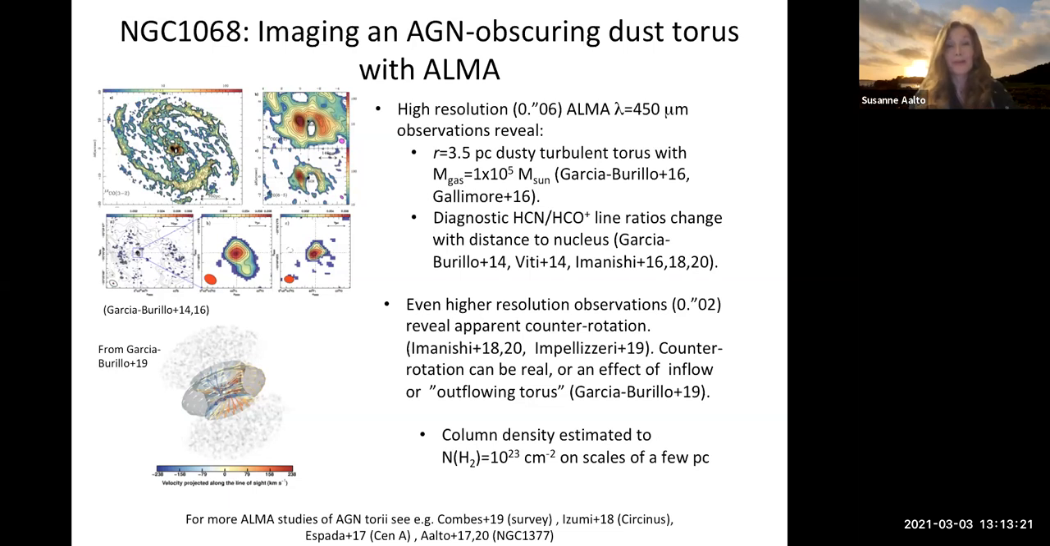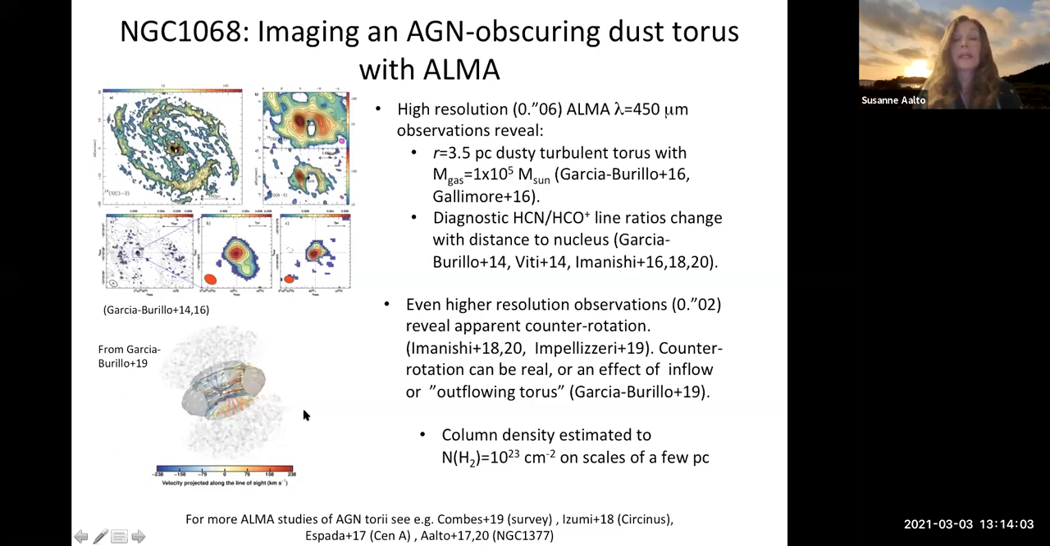And this is, of course, because the molecules are not surviving all the way in to the accretion disk. But these studies reveal these complex, not very simple looking tori with sizes of a few parsecs, and complex dynamics, suggested counter-rotation structures that could be real or could be a superposed effect of inflow and a so-called outflowing torus. So even though we get this very exquisite resolution, it's still quite difficult to completely determine what's going on.